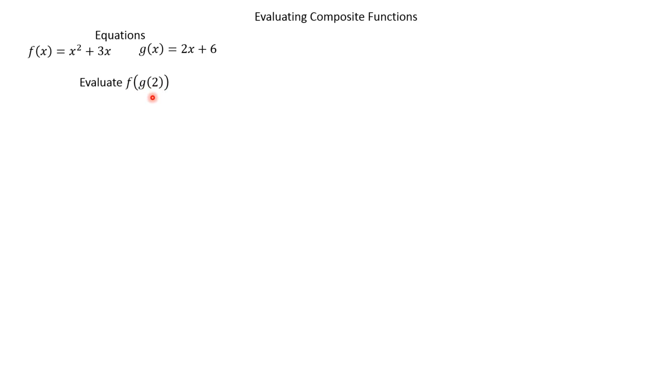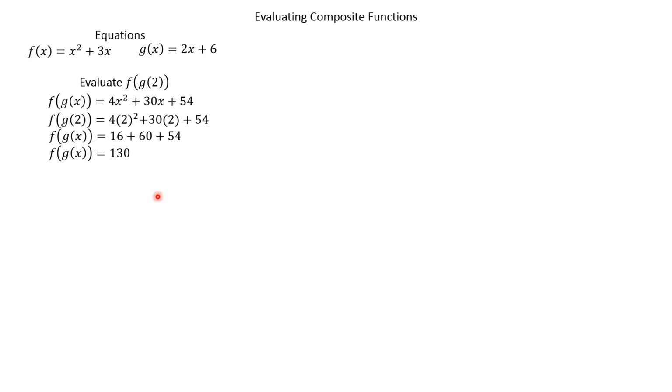There's a couple ways of doing this. The first way is we actually find f of g of x, and then we just need to plug in 2. We already found f of g of x. It was right on the last slide. It was 4x squared plus 30x plus 54. Then we just need to plug in 2 for x. So we get 4 times 2 squared plus 30 times 2 plus 54. 2 squared is 4, times 4 is 16. 30 times 2 is 60, plus 54, and we can add them together to get 130. So f of g of 2 equals 130.